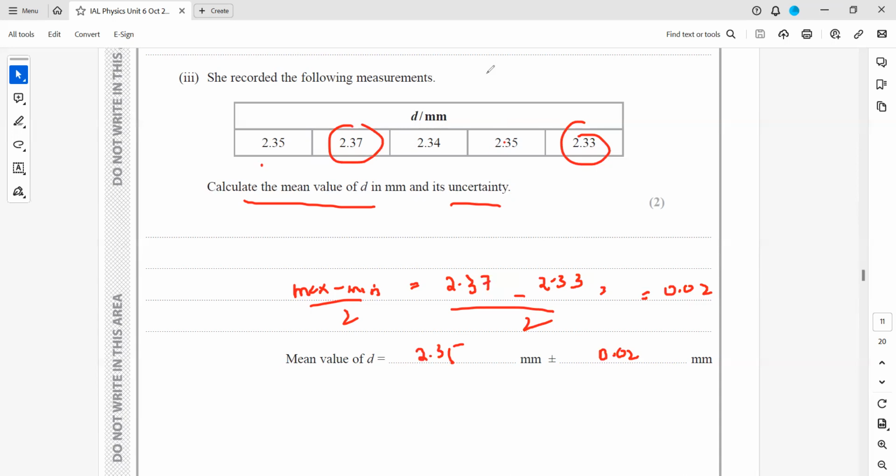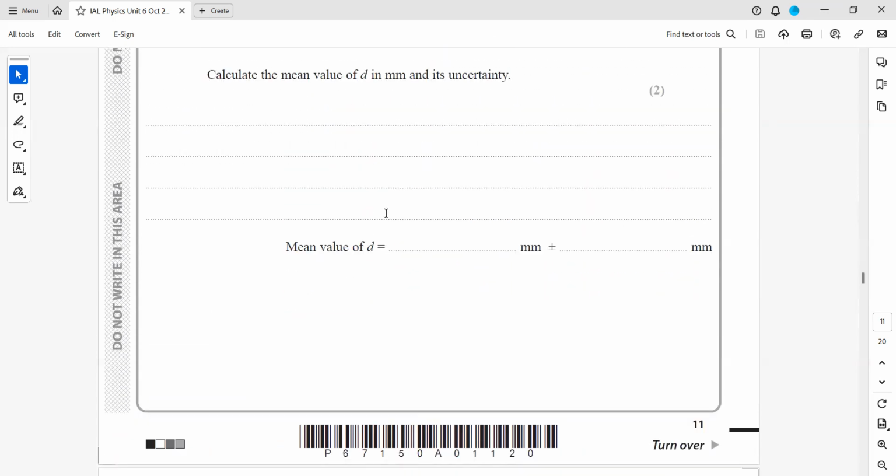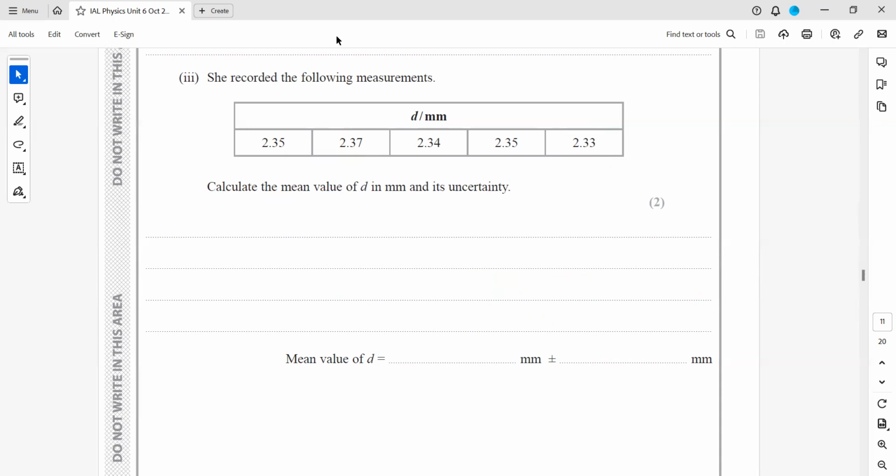That's how, for group data, if you want to work out the uncertainty, it's the maximum minus the minimum divided by 2. But keep one thing in mind, if one of the values is anomalous, like it is not in the range, say one of the values was 2.94, we'll not include it in the calculation of the uncertainty as well as the average. We'll ignore that value. In that case, we'll take only the 4 values and then divide by 4.